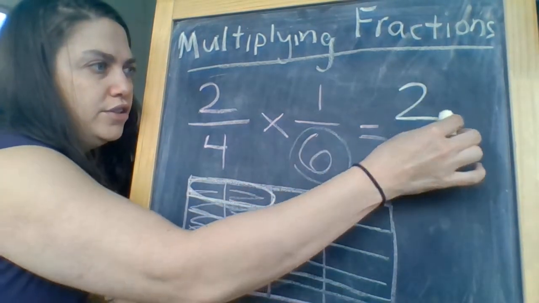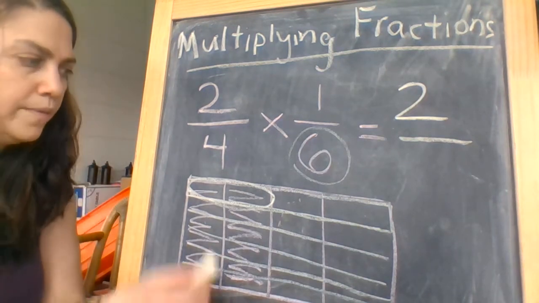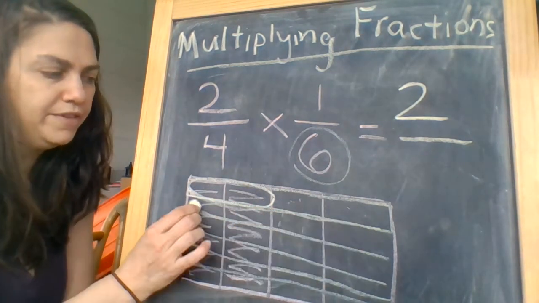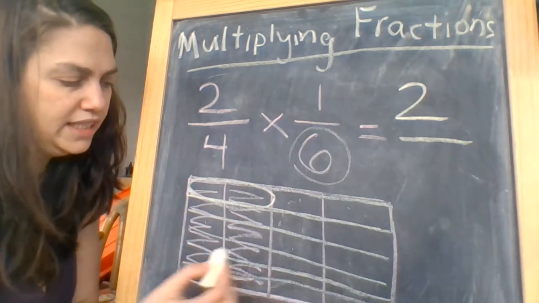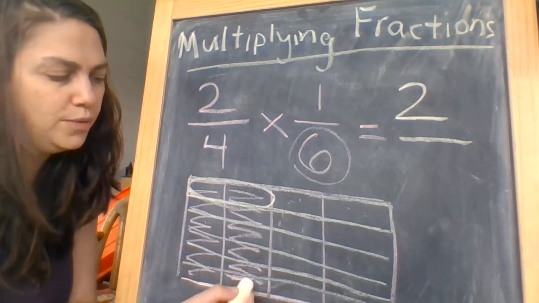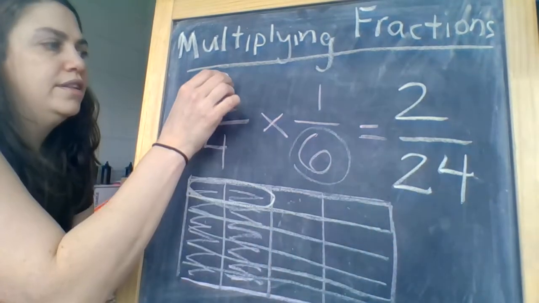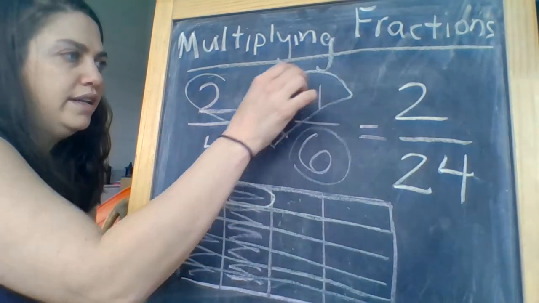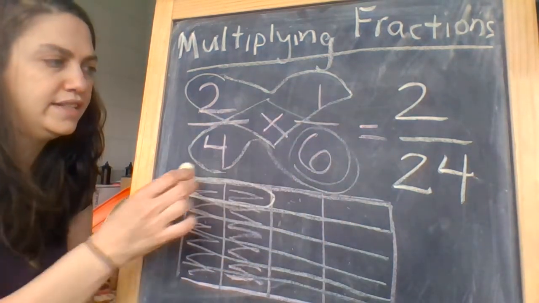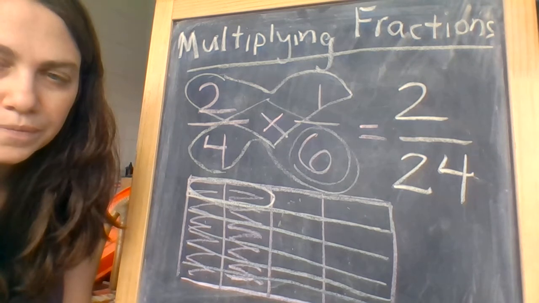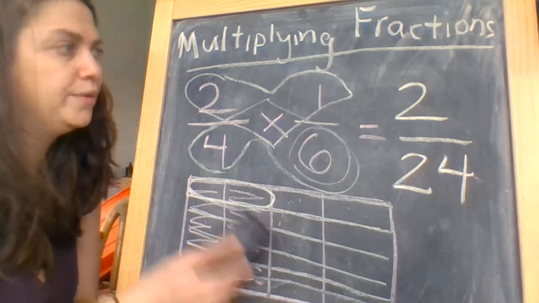So I have 2 out of how many total pieces now? 1, 2, 3, 4, 5, 6, 7, 8, 9, 10, 11, 12, 13, 14, 15, 16, 17, 18, 19, 20, 21, 22, 23, 24. And if we look, 2 times 1 is 2, and 4 times 6 is 24. Let's do one more with a picture, and then a final one or two without them.